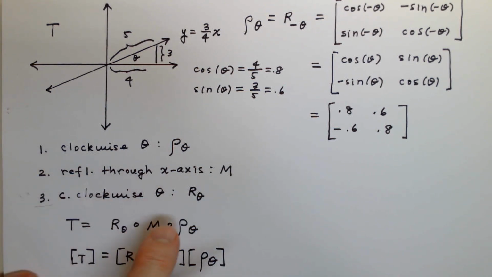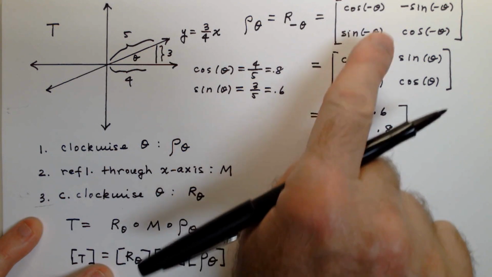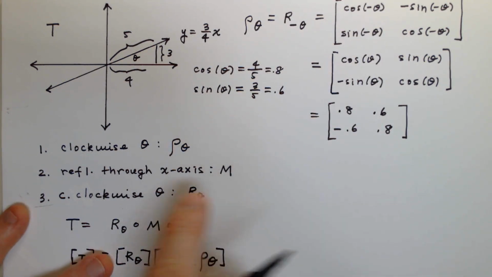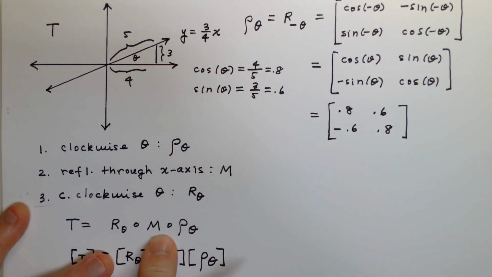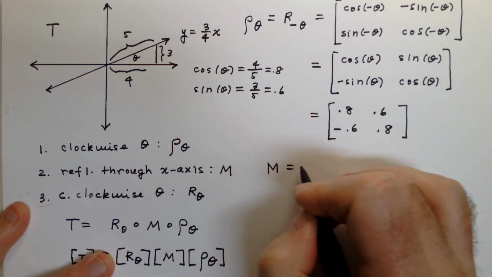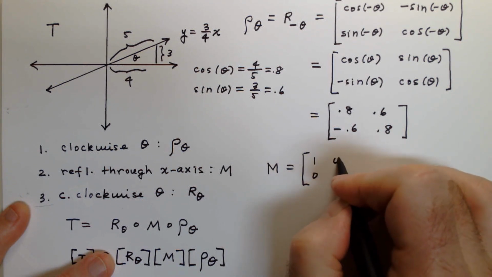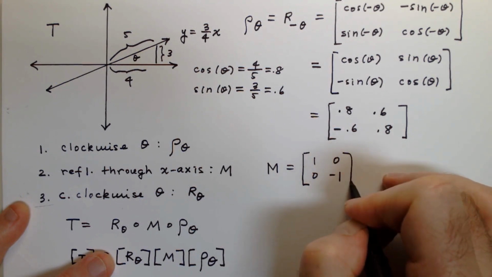All right, and that's actually most of the work. This is, of the three, the one that's the most difficult to work out because it involved a couple of steps. All right, now we know how to get a reflection. This reflection map is quite simple. The matrix for that reflection map is going to be 1, 0, 0, negative 1.